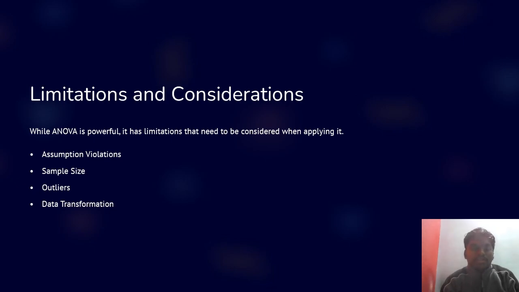Limitations and considerations. While ANOVA is powerful, it has limitations that need to be considered when applying it. Assumption violations, sample size, outliers, data transformation.